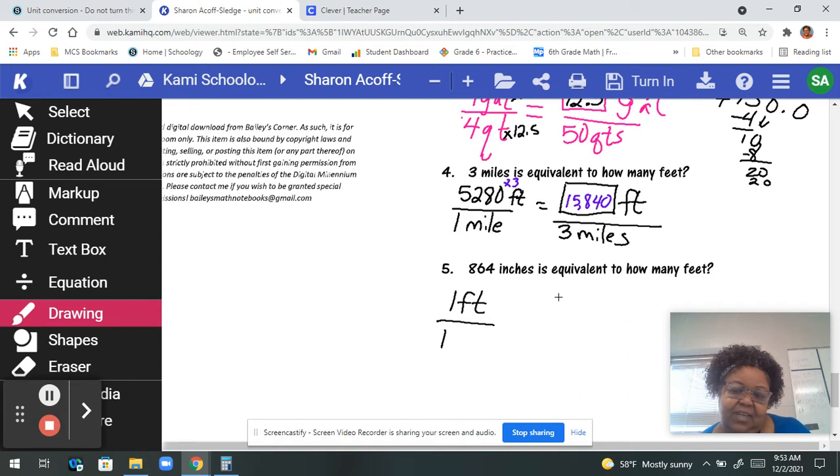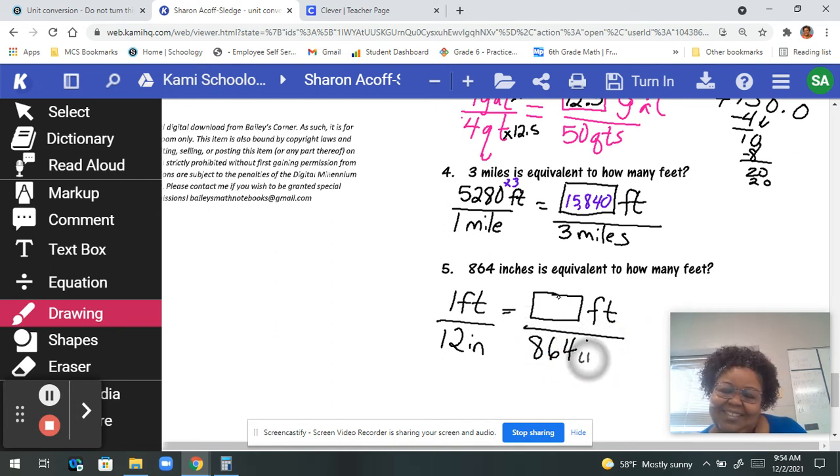1 foot. And notice I said feet up here and foot. So whatever you say is dependent on the measurement. If it's plural, you say feet. If it's 1, you say foot. So 1 foot is 12 inches. And so I want to know how many, watch this, y'all, feet are in 864 inches. So 12 times what gives me 864?